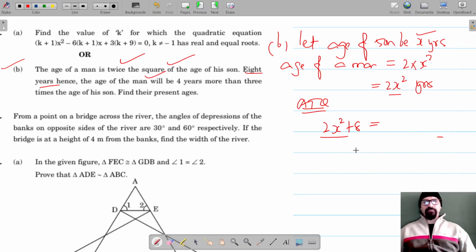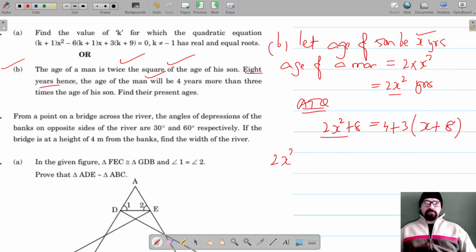So this is the age of the son, x plus 8, and we are going to add 4 more to 3 times the age of the son. Okay, and this is x plus 8. So add 4 more to 3 times the age of the son. Okay, let's try to solve this quadratic equation now.